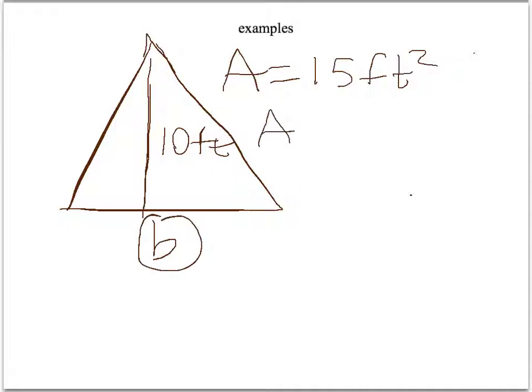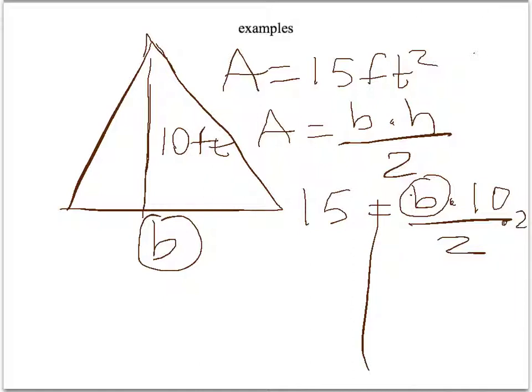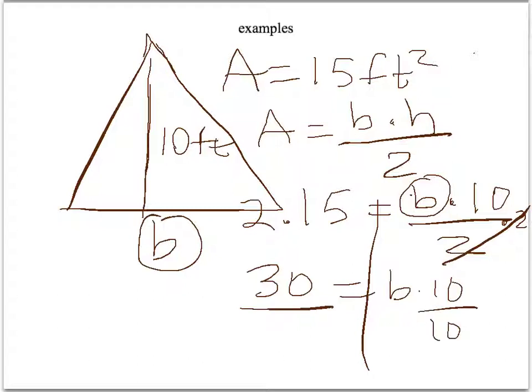So I'm going to set up my formula. Area equals base times height divided by 2. So I'm going to plug in what I know. I know my area is 15. I don't know what my base is, and I know that my height is 10, divided by 2. Okay, so I need to solve for this variable right here. So the first thing I'm going to do is multiply both sides by 2. So those cancel. I have 2 times 15, or 30. So I have 30 equals b times 10. Now I want to get b by itself, so I divide both sides by 10. Turns out b equals 3. And again, that would be in feet.